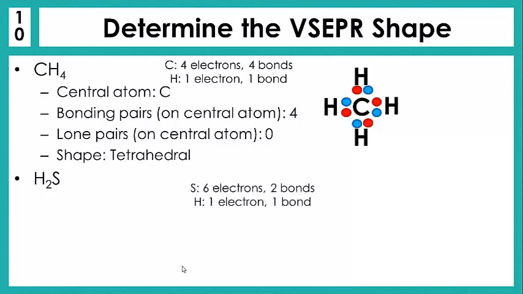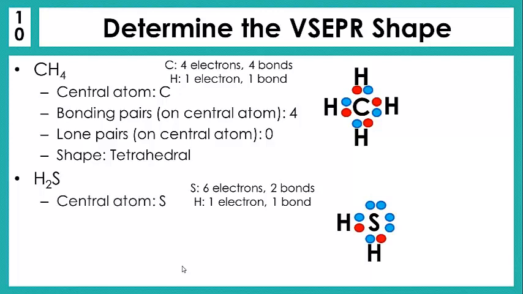Next is H2S. So S has 6 valence electrons, 2 of which are unpaired. So that's going to be 2 bonds. Hydrogen has 1 electron, meaning they can form 1 bond. So my central atom is going to be sulfur, and I have to attach 2 hydrogens to that using 2 bonds.